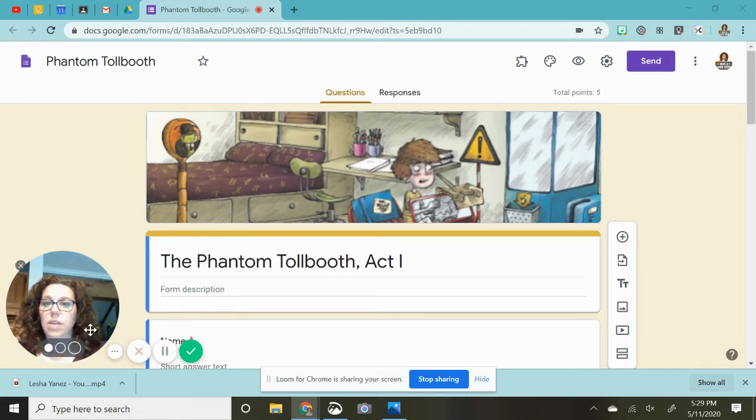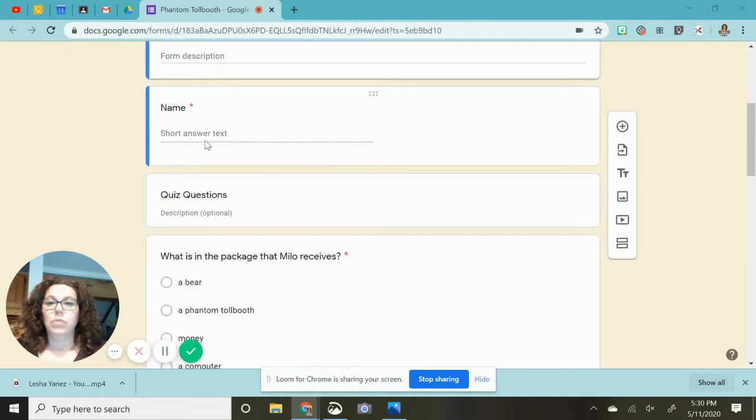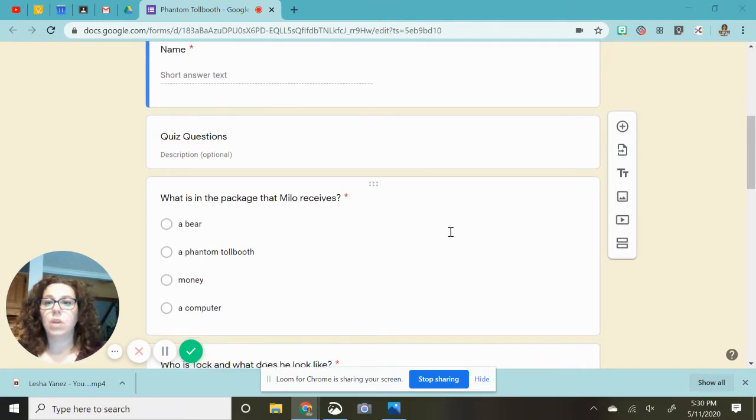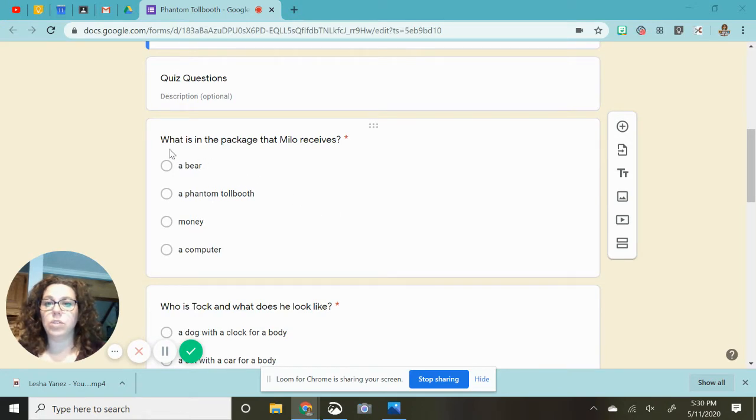All right, this is a read aloud for the Phantom Tollbooth comprehension check. Don't forget to put your name. And the first question says, what is in the package that Milo receives? A bear, a Phantom Tollbooth, money, or a computer?